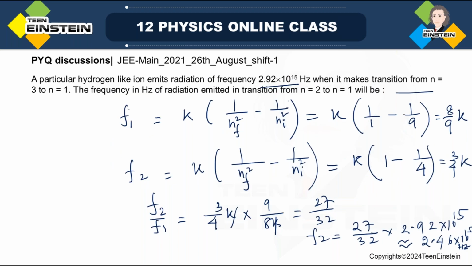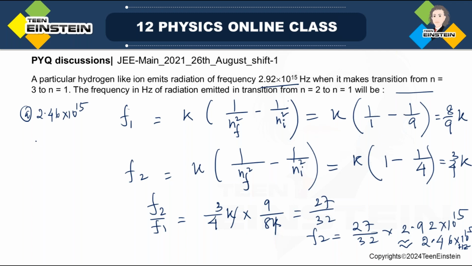So here the problem was of this type. Let me check whether there were options given. Yes, there were options given actually. Let me tell you what the options are. Options were 2.46 into 10 to the power 15.